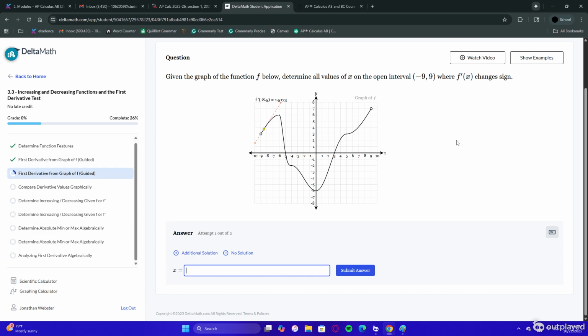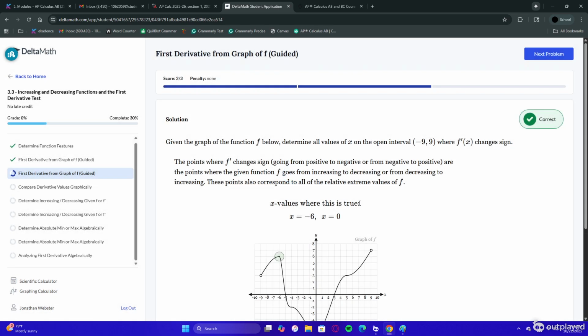Alright, again, looking at where it changes sign, we're going to see where it goes from increasing to decreasing. So at x equals negative 6, and then trace it. This is decreasing all the way to 0, where it goes to increasing, and then increasing, increasing, increasing for the rest of the graph. So it'd be negative 6 and 0.